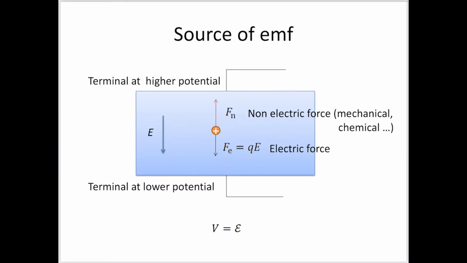So we need to apply some force to transfer the charges from the lower potential to the higher potential. We apply the non-electric force because the electric force is acting in the downward direction. So we apply a different force than the electric force. For example, mechanical force or chemical force to transfer the positive charge from the lower potential to the higher potential.